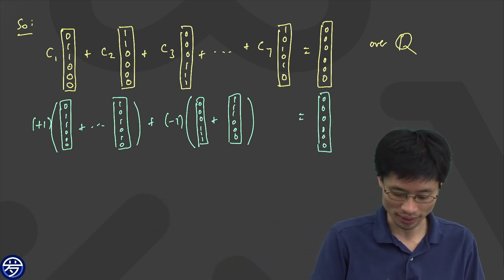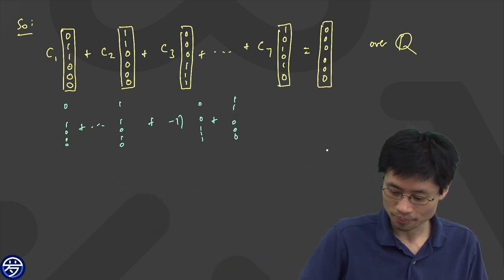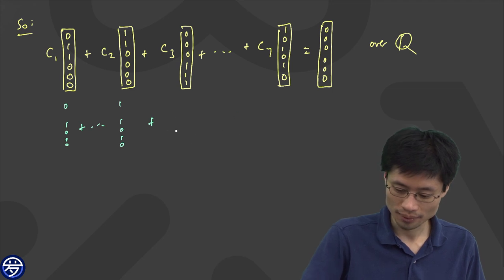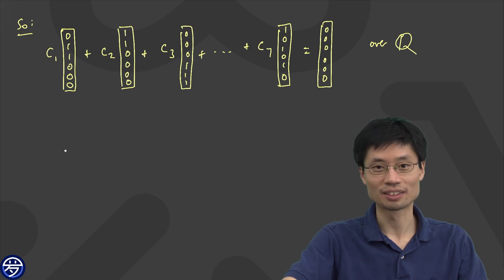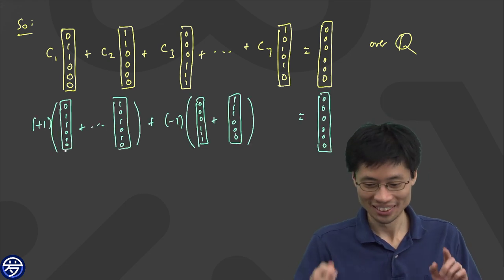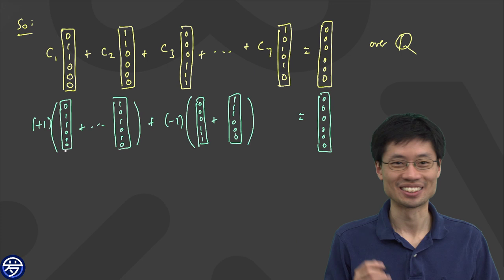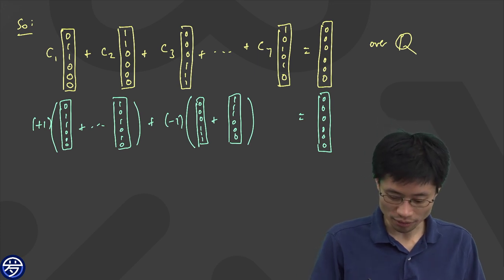Let me rewrite it, okay? So if I do Q, actually, I just realized that erasing all of this is a bad idea. It's all back now. Okay, so I'll go to another screen. Right, so I'm going to do this over Q. And over Q, what that means, let's draw an example. We have a non-trivial linear combination.